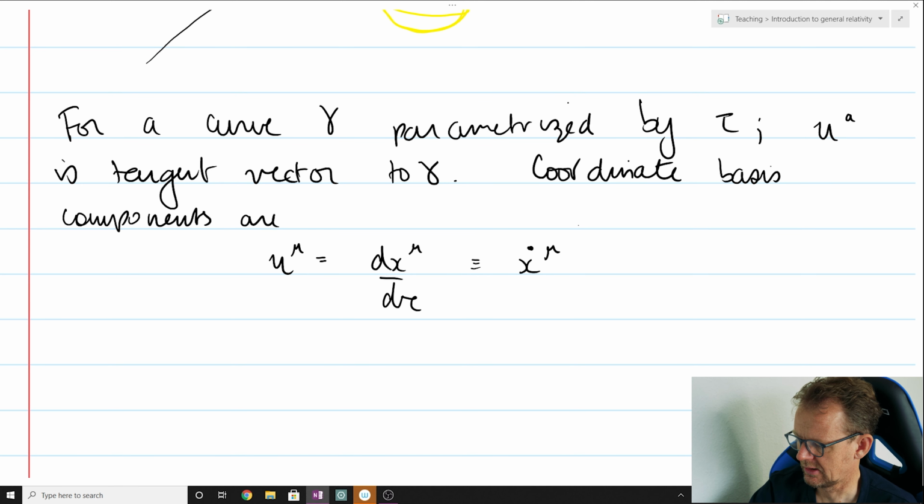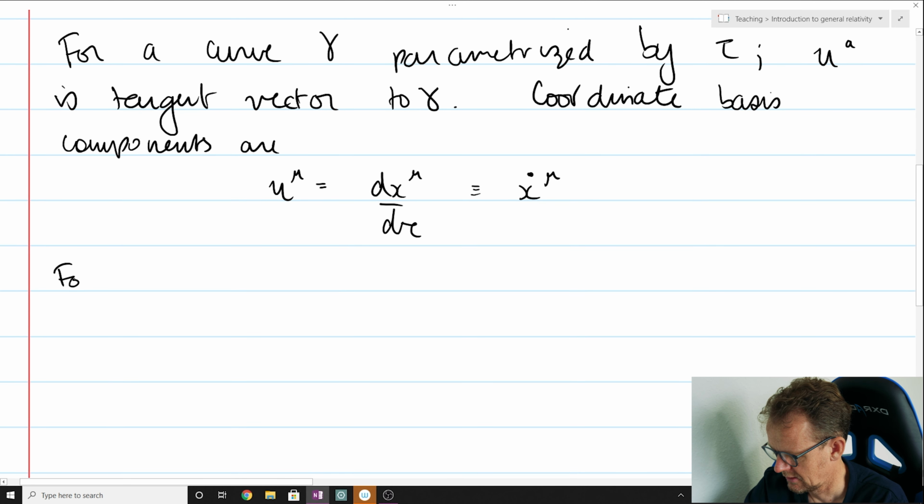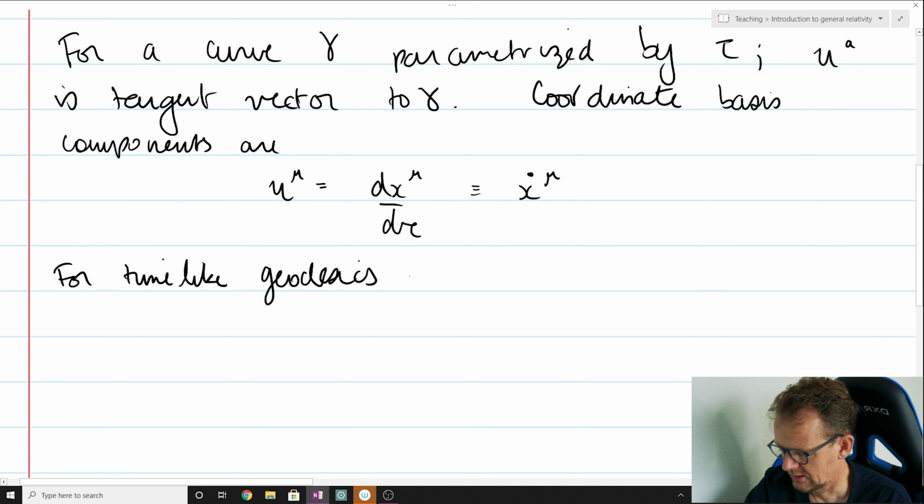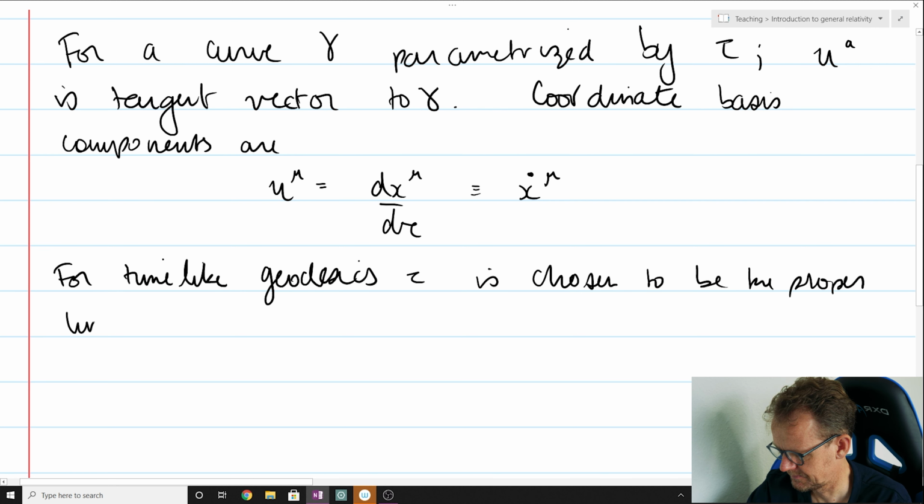Now we're only going to focus on time-like geodesics. We will focus in the next lecture on null geodesics. There's not really any point in focusing on space-like geodesics, unless you believe that there exist particles that move faster than the speed of light. So for time-like geodesics, this parameter tau, we're going to choose to be the proper time. That affords us some simplifications.